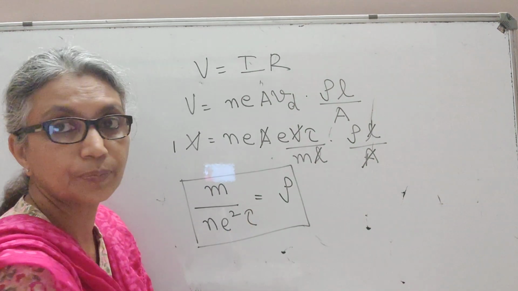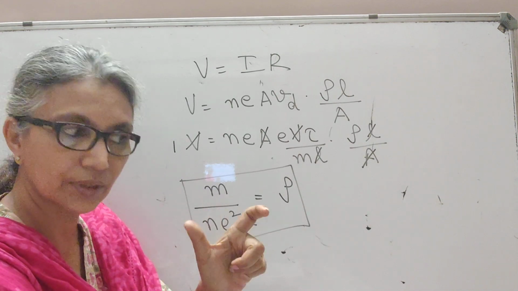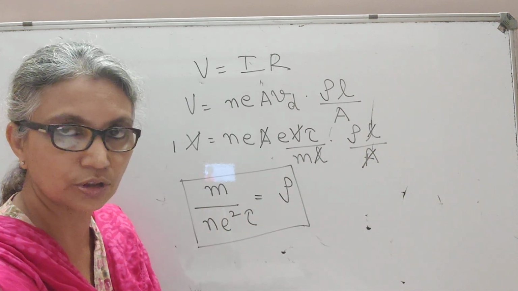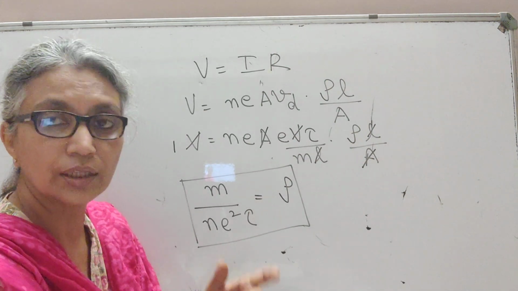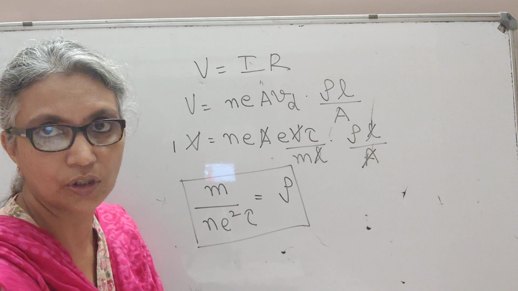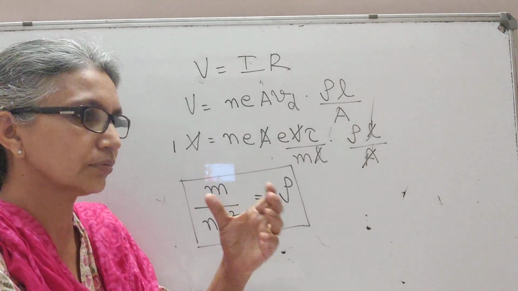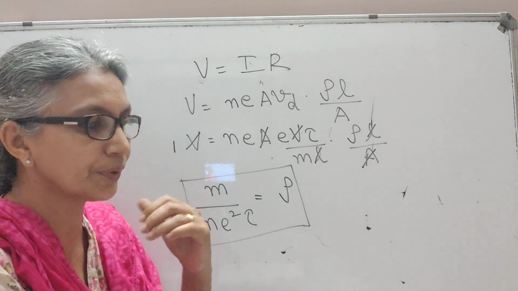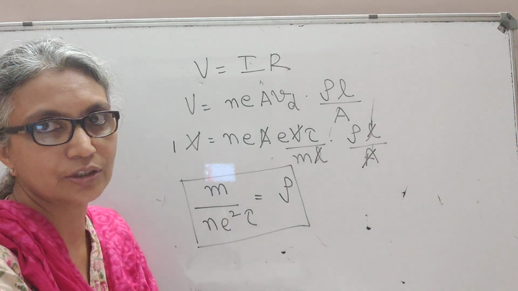Then tau, I told you, depends on temperature. Tau stands for the relaxation time, that is the time gap between two successive collisions. So if the temperature is very high, the collisions are faster, the relaxation time becomes smaller. If the temperature is lower, then the time gap between collisions will be larger, and therefore the lower the temperature, the larger the relaxation time.